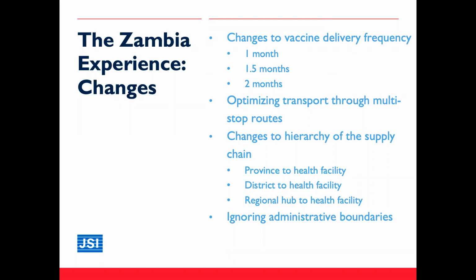So we really looked at 4 different things, which was changes to vaccine delivery frequency. Right now it was supposed to be on a monthly basis, but what would change if we increase that frequency? And then optimizing transportation through multi-stop routes, and then changes to the hierarchy of the supply chain. I showed you earlier that typical hierarchy of national, province, district to health facility, and what would take place if we made some changes to that. And then finally looking at ignoring administrative boundaries. So this really means if a health facility is closer to another district, why do we only need to do that refilling at the district that they're in?